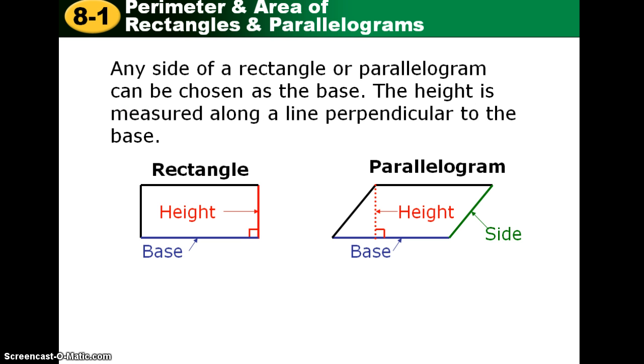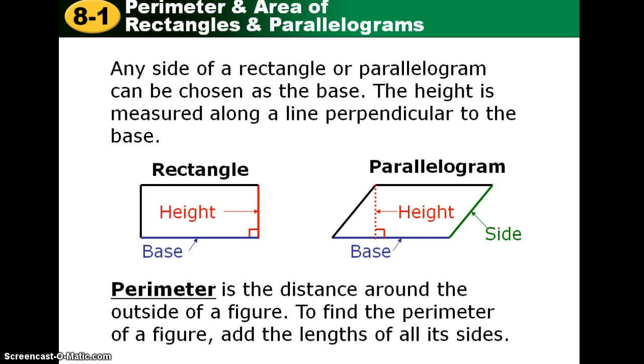Any side of a rectangle or parallelogram can be chosen as the base. The height is measured along a line perpendicular to the base. So in a rectangle, you have a 90-degree angle in every corner, so the base and the height will be perpendicular already. In a parallelogram, you have to measure the height in the middle of the shape, so anywhere from the top parallel line to the bottom parallel line in this image would give you that 90-degree angle. The sides are also going to be the same length, however they are not considered the height because they're at a diagonal.